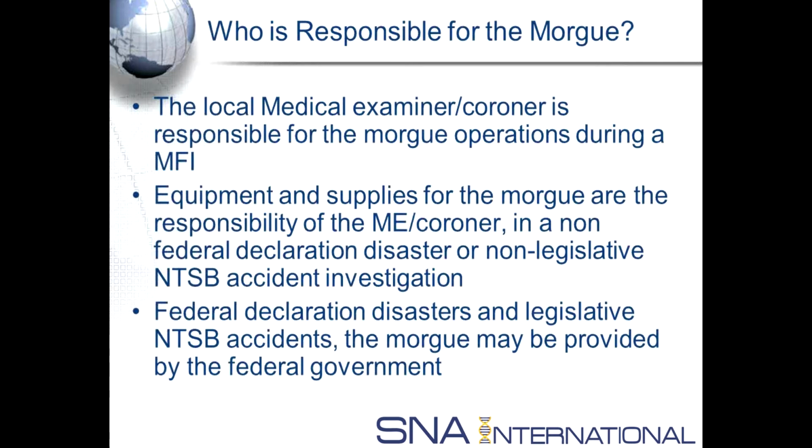Well, the difference between a non-legislative accident and a legislative accident is who pays for the morgue, equipment, supplies, and staffing. In a non-federal disaster declaration, it is the local and state authority that is responsible for covering all expenses. This can be extremely expensive and become a huge burden on local and state resources. If it is a federal declaration disaster and a legislative NTSB accident, which is a commercial airline accident or rail accident, then federal assets become available. For example, the DMORT team and the DPMU, which is the Federal Disaster Portable Morgue Unit.